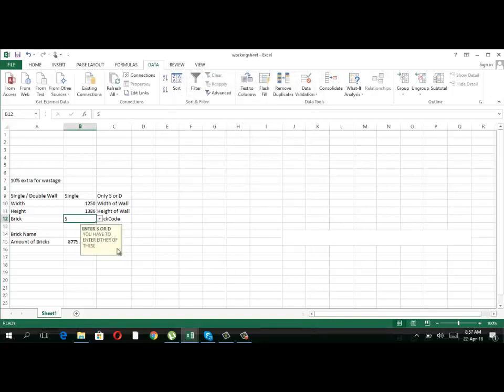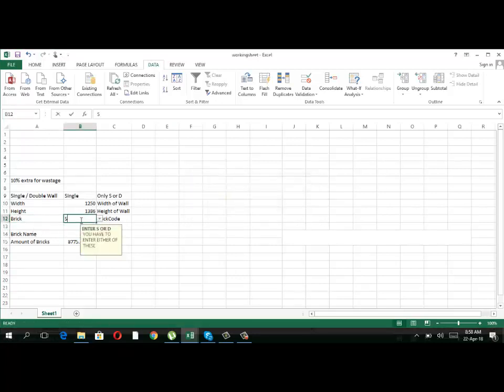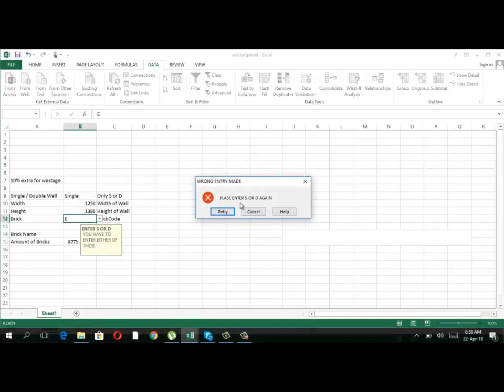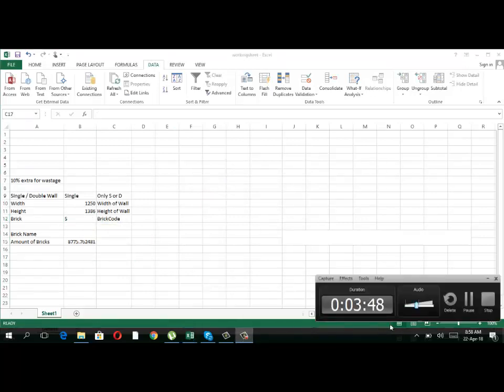So here you go. When I click over it, it will tell me what I have to type. For example, if I double click and mistakenly type E, it will give me an error message saying please enter S or D again. So I'll retry and select S or D from here. This part is done. Now let's look at the question thoroughly.